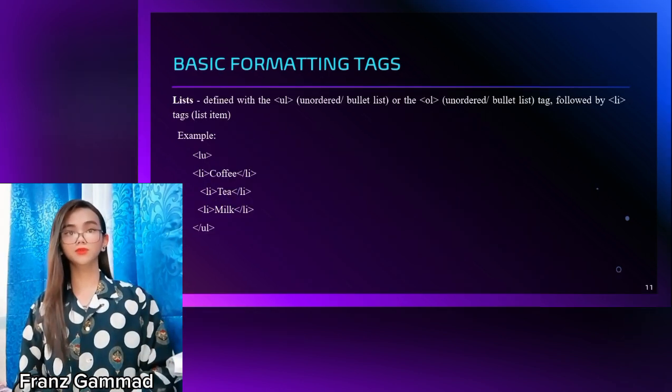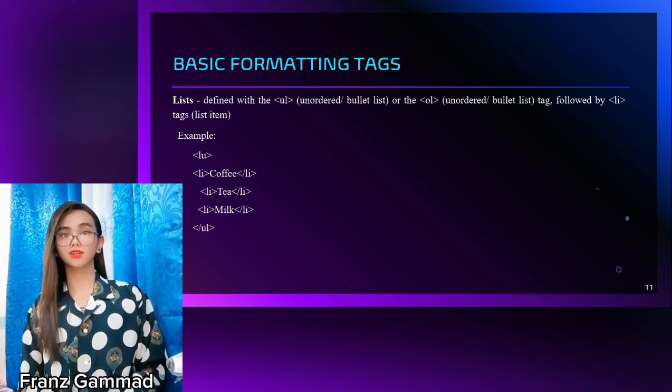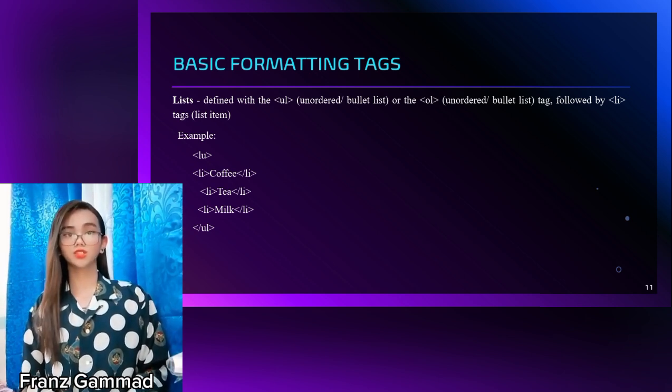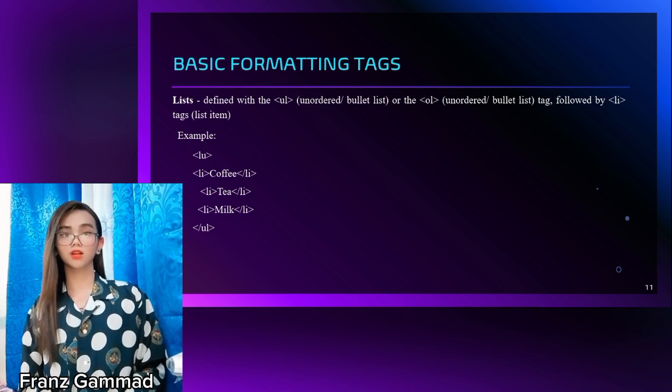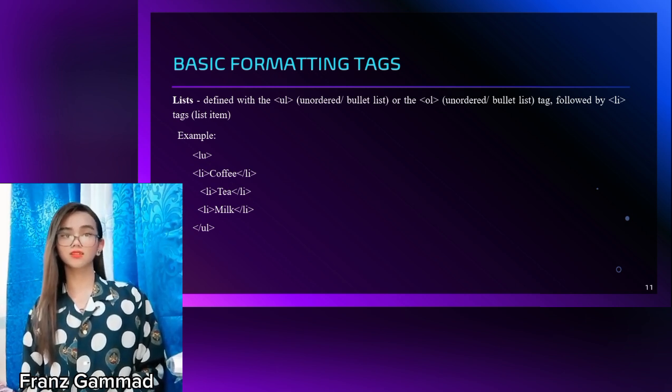Lists are defined with the ol or ul tag, followed by li tags for list items. HTML lists are used to group a collection of items together, and they can be either ordered or unordered. An unordered list, also known as a bulleted list, is defined using the ul tag, and each list item is represented by the li tag. The list items are marked with bullets.